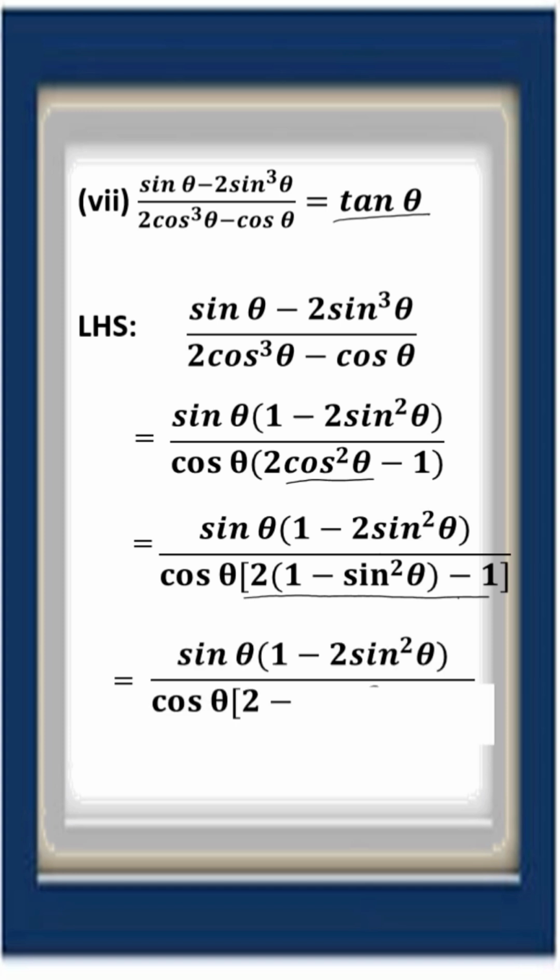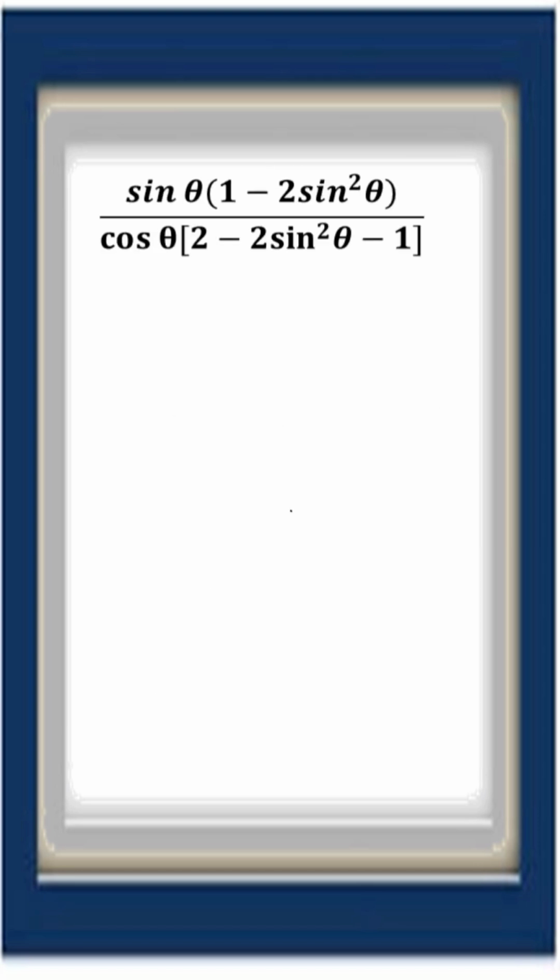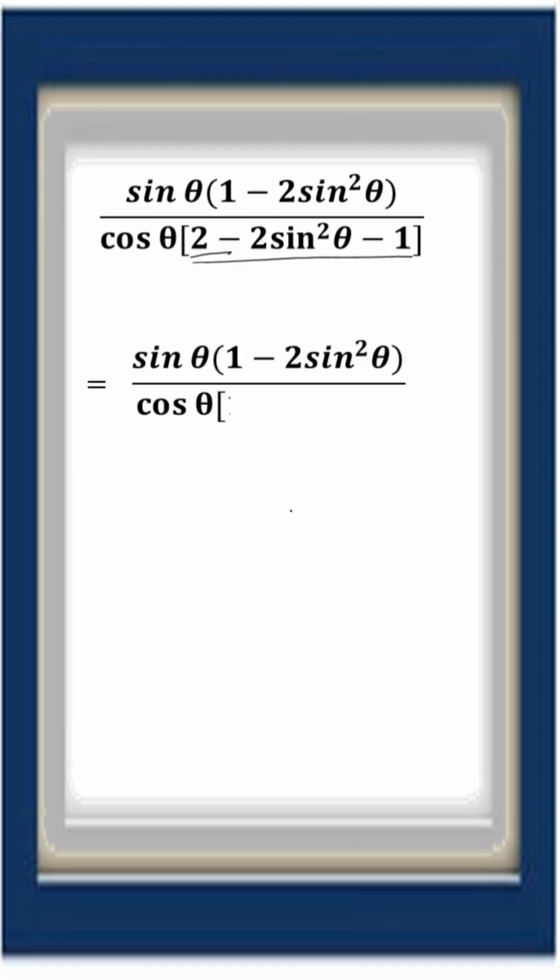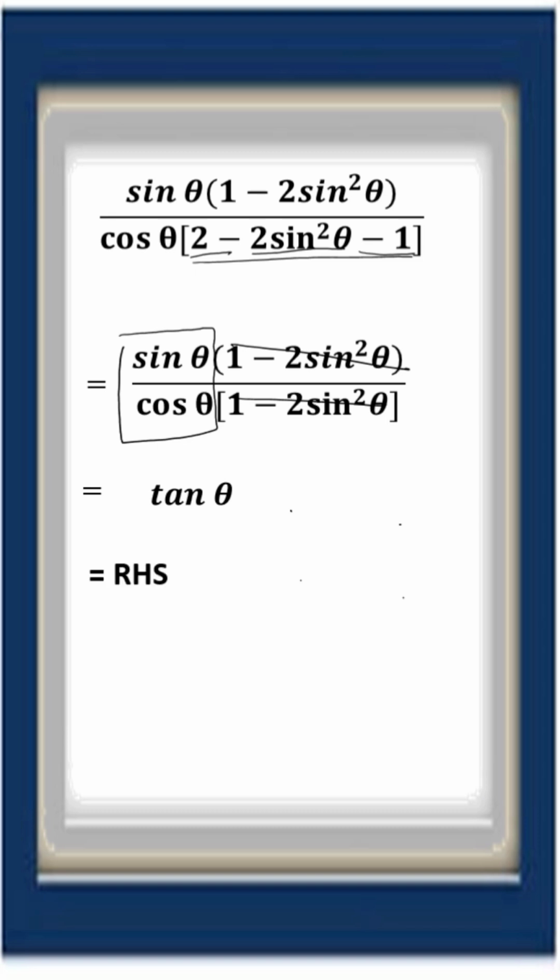2 into 1 is 2. 2 into minus sin square theta is minus 2 sin square theta minus 1. Now let us simplify this part. So that is equal to 2 minus 1, that is 1, minus 2 sin square theta. So this and this can get cancelled. Now we have sin theta over cos theta, which is equal to tan theta. That is RHS, hence proved.